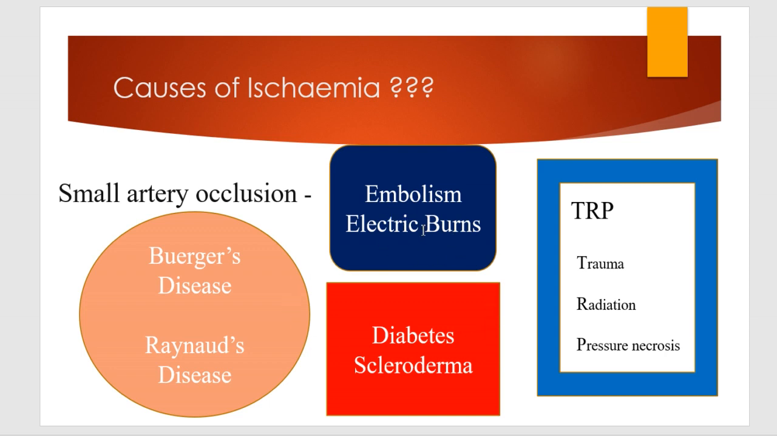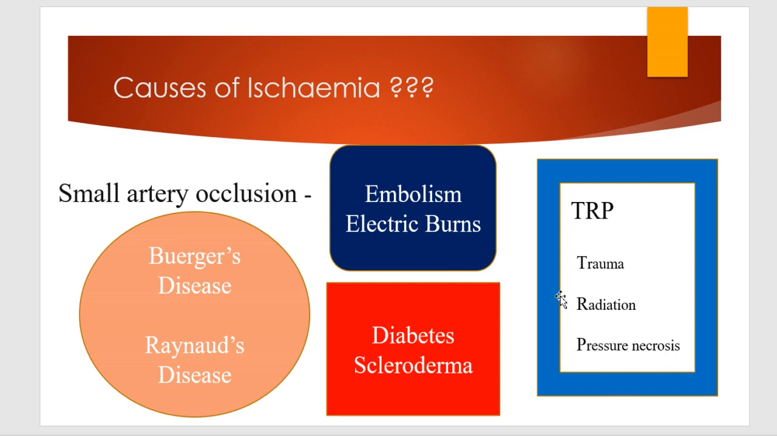Remember these causes, they are occluding the smaller vessels. Then the third box, diabetes and scleroderma, collagen vascular disorders, the scleroderma, right? And diabetes, you already know that. And finally, the last box, you can remember the three causes in this box by TRP. T stands for trauma, R stands for radiation, and P stands for pressure necrosis.